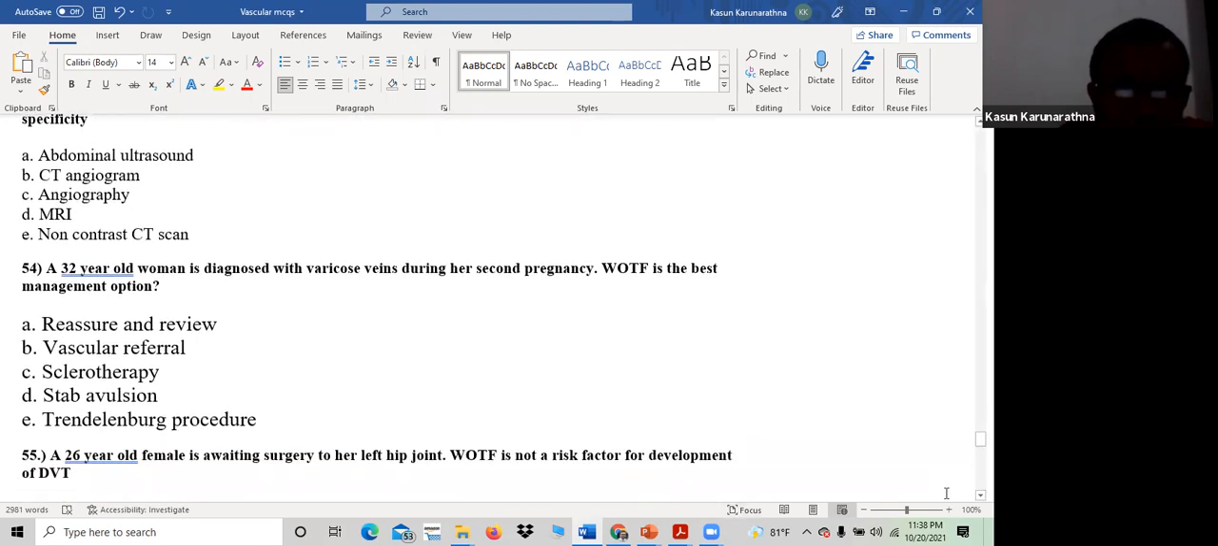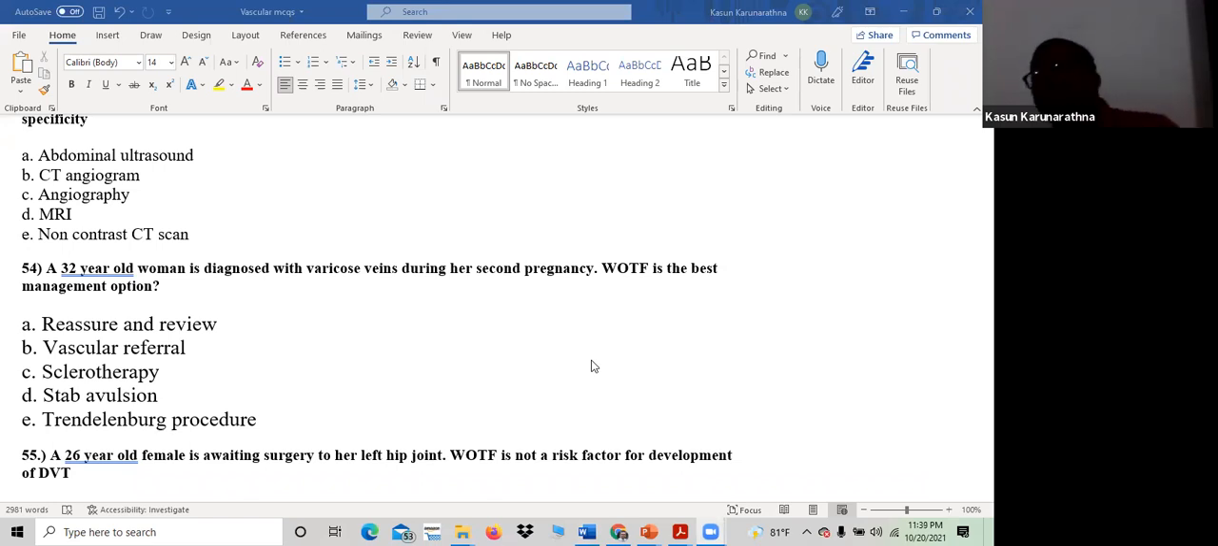Question number 54. A 32-year-old woman is diagnosed with varicose veins during her second pregnancy. Inguinal hernia can be differentiated from saphena varix. How do you differentiate? Think and answer. It's cough impulse, no? And bowel sounds, anatomical correlation.